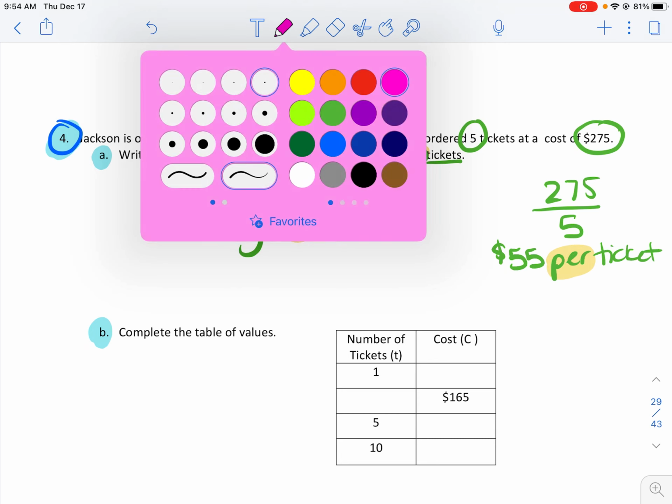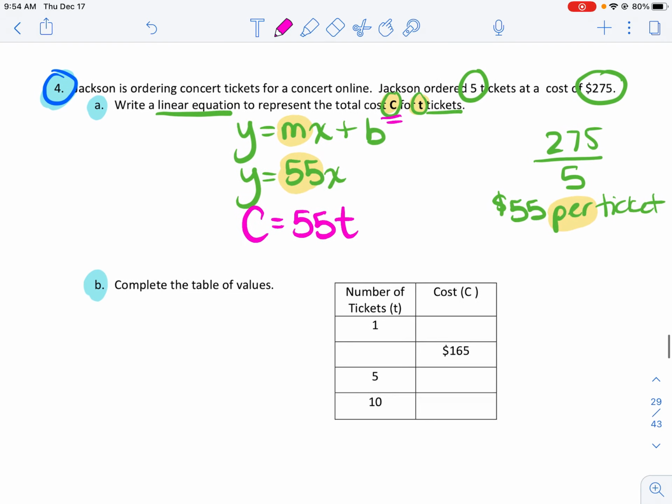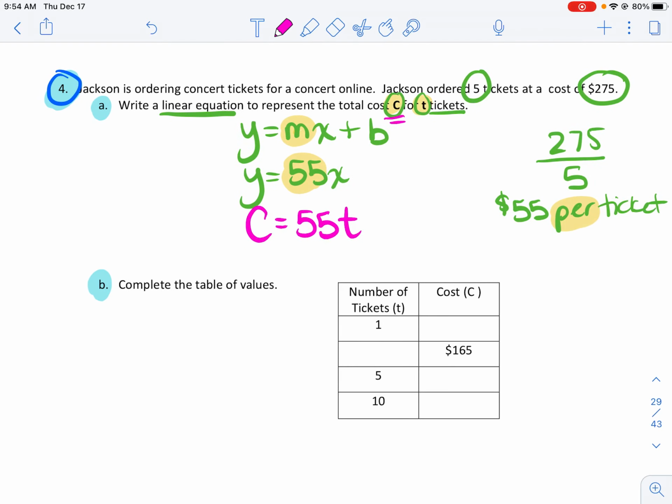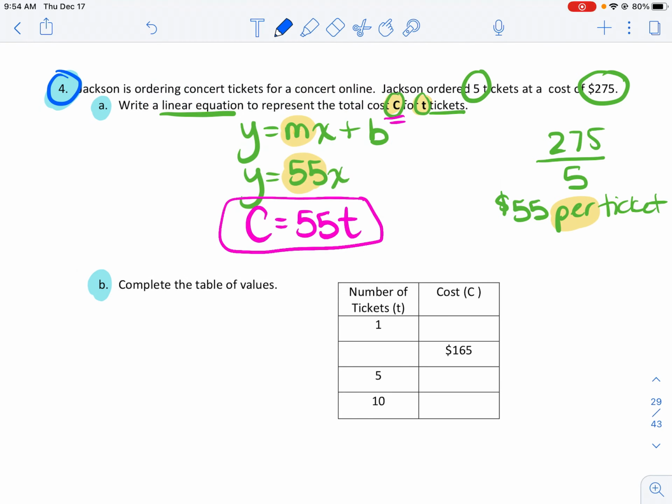Now you're not done though, my friends. Instead of putting in y, we're going to put in C. And instead of putting in x, we're going to put in T. So now we can look at our table. So this is our equation, right? Let's fill in our table here. Complete the table of values.